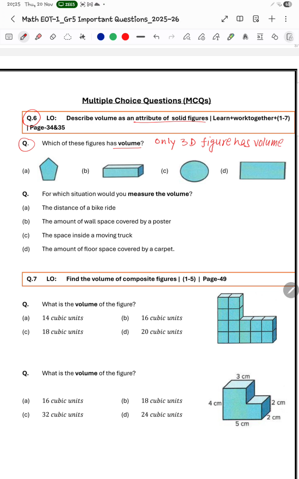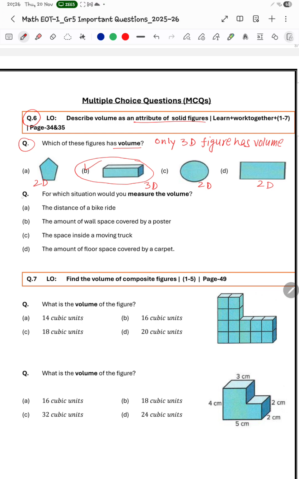Okay, so in the given option I can clearly see that only option B is a 3-dimensional shape, which is rectangular prism. So only option B has volume and rest all are 2-dimensional shape. So B option is a 3D shape and rest all are 2D shapes. So correct option will be B.